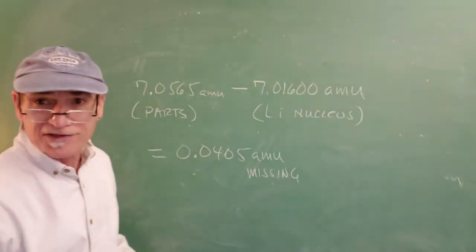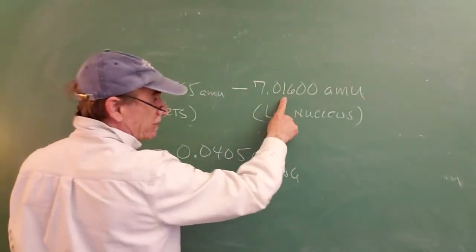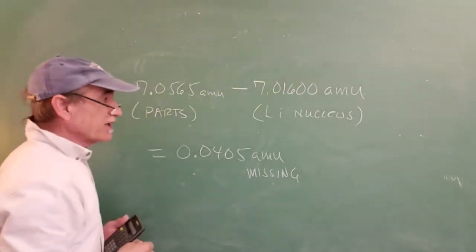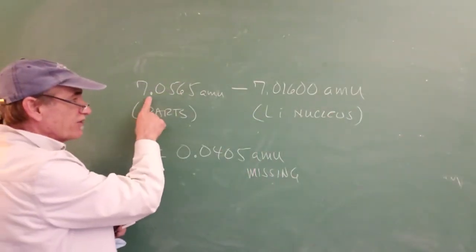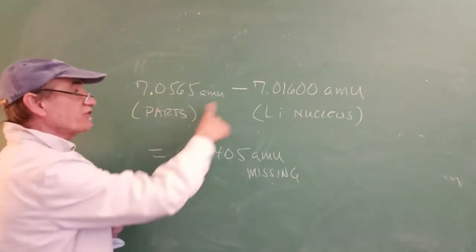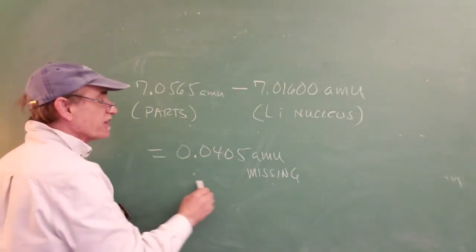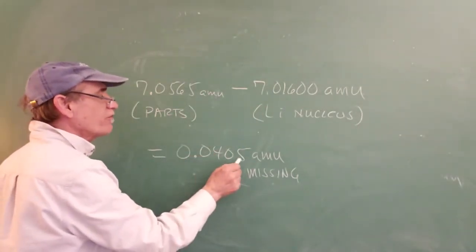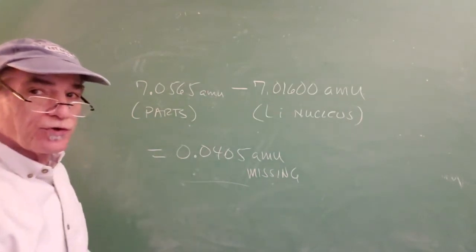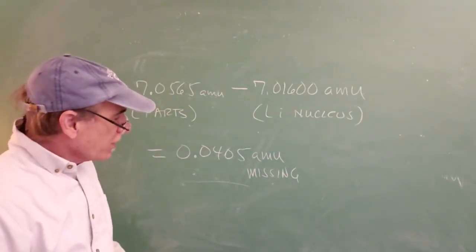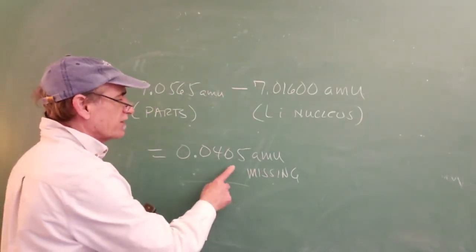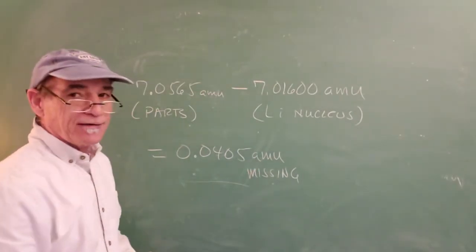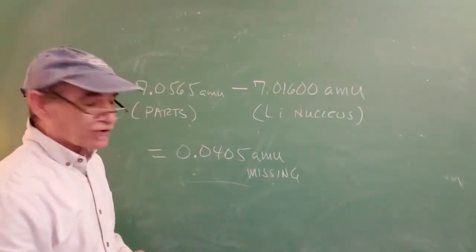Okay, so here's our mass defect. This was the mass of the lithium nucleus, the 7.016 AMUs. Here was the sum of the parts, 7.0565. So the difference shows a mass defect of 0.0405 AMUs per nucleus. All right, well, let's use Einstein's equation then. Well, first, I guess we've got to convert that into kilograms. We really need to use it in kilograms.